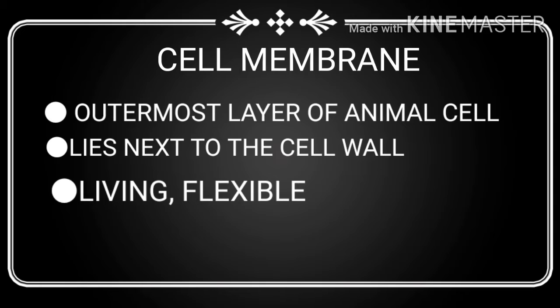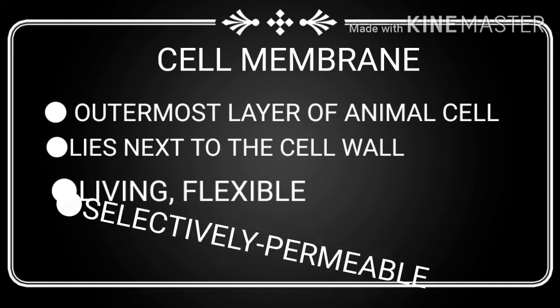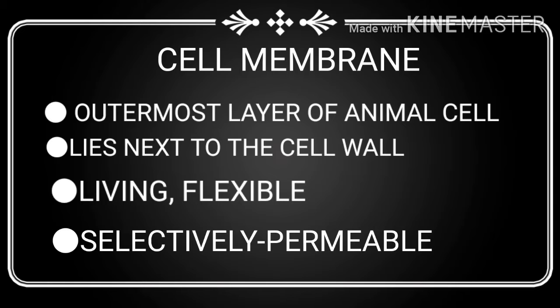Can you tell me what is the permeability of cell wall? It was freely permeable, which means it allows anything and everything to enter a cell. But a cell membrane is selectively permeable. It allows only certain substances to enter the cell.